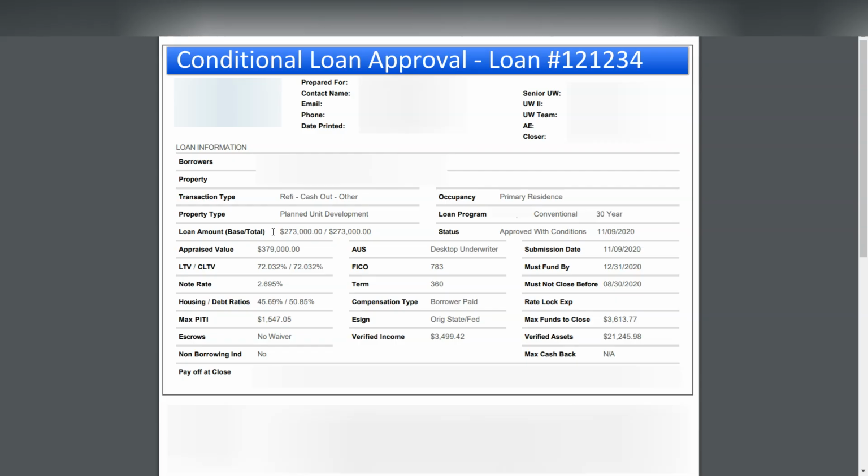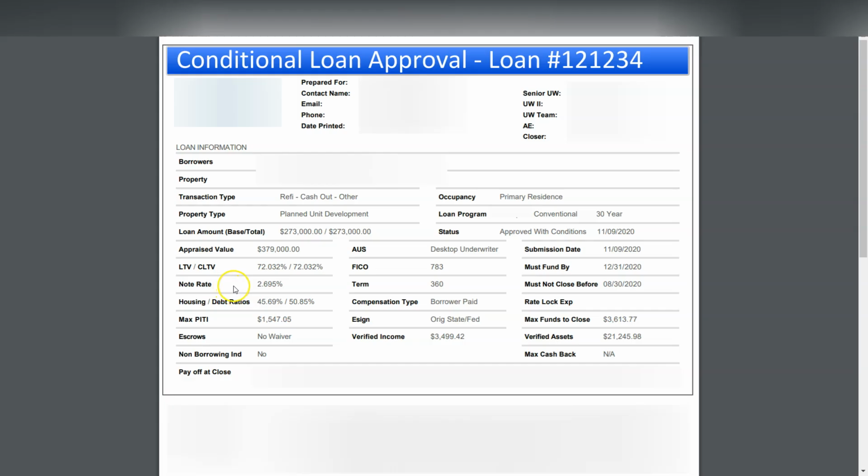Below that, we have the loan amount. First of all, it'll have the base and then the total. So the base loan amount is $273,000 and the total loan amount is $273,000 as well. Sometimes when it's an FHA loan, you'll see a higher amount for the second amount on the right. The appraised value is $379,000. The loan to value is 72.032%. The LTV will have a direct effect on the interest rate that the borrower has. So this is an important number.